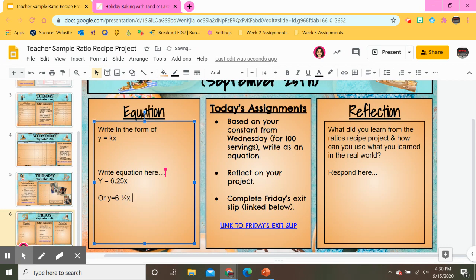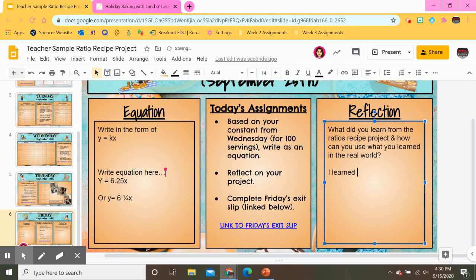Now, don't forget, just because our constant of proportionality is 6.25 or 6 1/4, does not mean yours will necessarily be that. It depends on your original servings. Absolutely. And then the next thing we want you to do is reflect on your project. What did you learn from the Ratios Recipe Project, and how can you use what you learned in the real world?